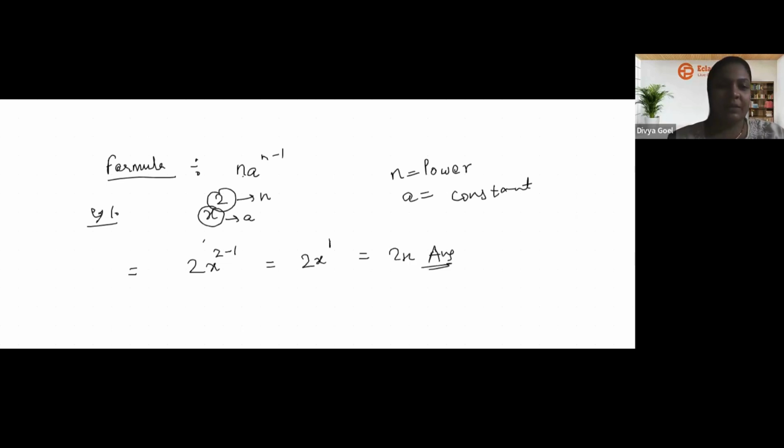Let me take one more example. If I'm taking the example, x cubed. So always write the power first because the formula is n a^(n-1). So 3x, 3 minus 1. 3x, 3 minus 1 is 2. That's the answer. Okay.